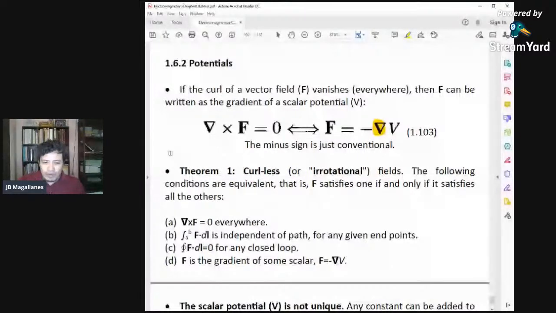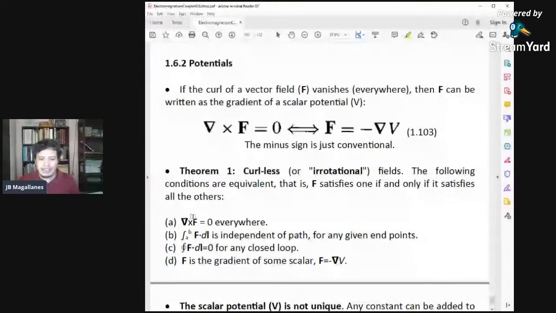So for theorem 1, if the curl of f is equal to 0 everywhere, then it must satisfy b, c, and d. The integral from a to b of f dot dl is independent of the path for any given endpoints. Whatever endpoints you have, only those endpoints matter, because the paths will not matter in the integration. You have the fundamental theorem of calculus to solve this, which we discussed in the previous lecture. The closed integral of f dot dl is equal to 0. They must satisfy all these conditions. F is, of course, the gradient of some scalar, as written. This is the first of the Helmholtz theorems.